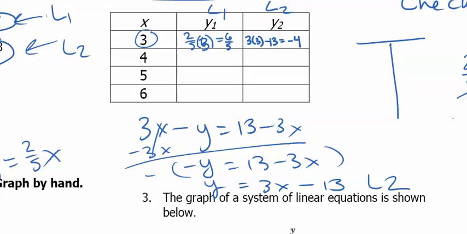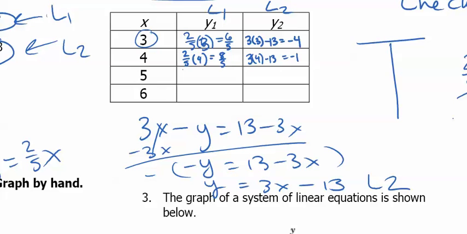Okay, so let's continue. The next thing I'm going to plug in is 2/5 times 4. That would give me 8/5. And over here, I'm also going to plug in 4. So 3 times 4 minus 13. Well, that's 12 minus 13, so that leaves me with -1.